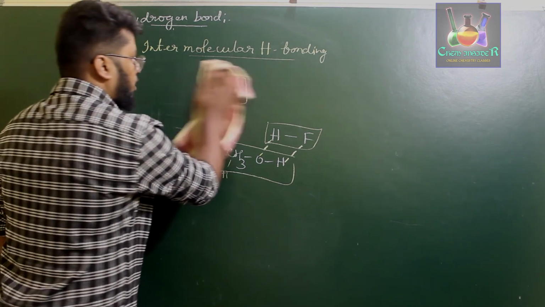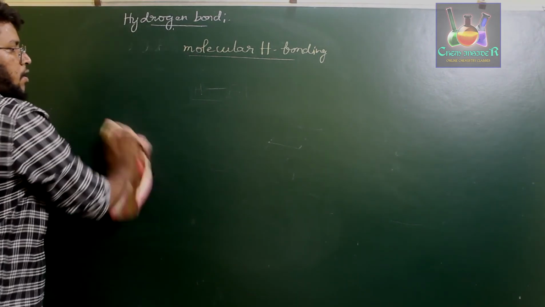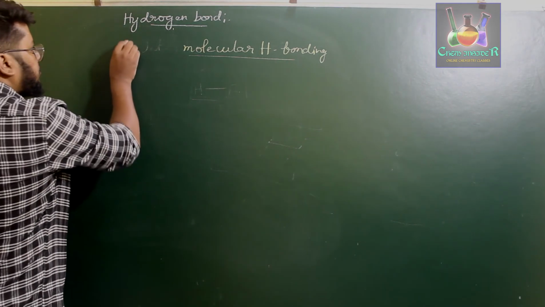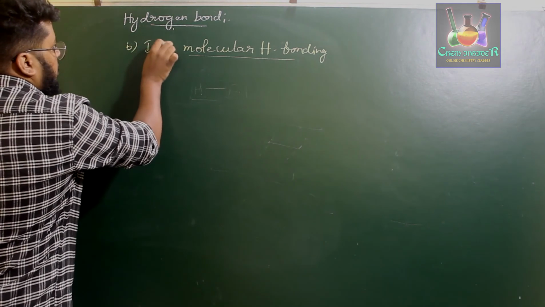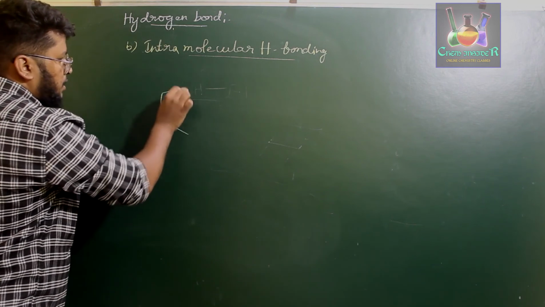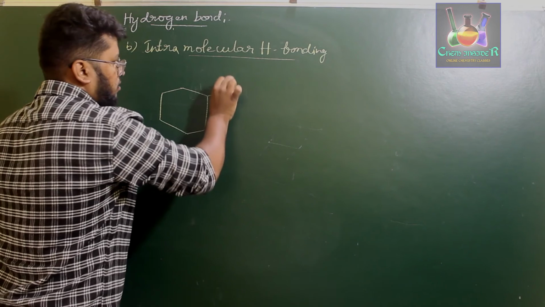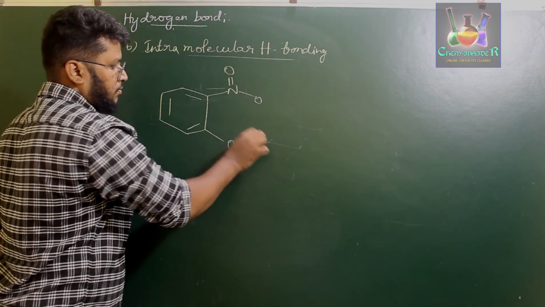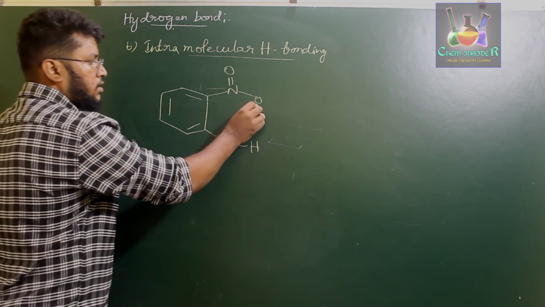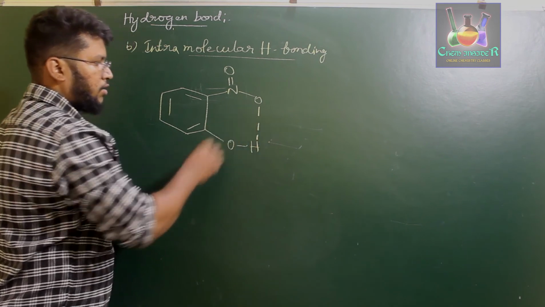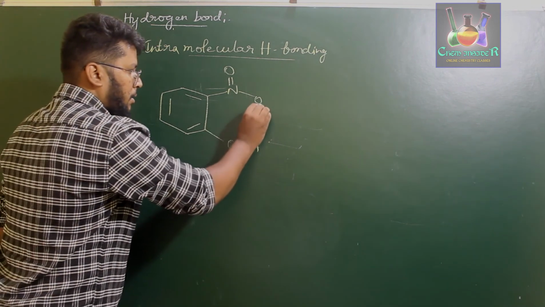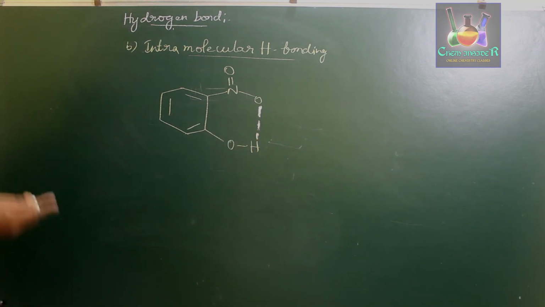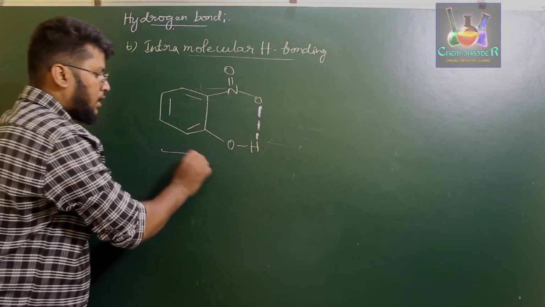So intramolecular hydrogen bonding is a case where we observe hydrogen bonding happening in the same molecule itself. Like for example, if you consider orthonitrophenol, the benzene ring which has a nitro group and an OH group. What happens here is the oxygen present here might interact with this hydrogen. The oxygen might interact with the hydrogen present on a different atom of the same molecule. So this is completely a single molecule.